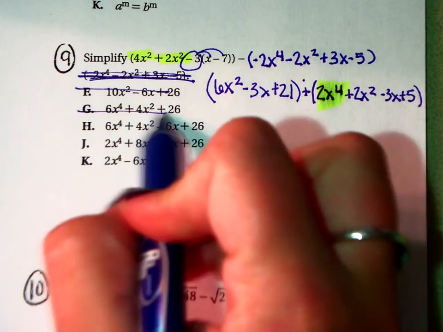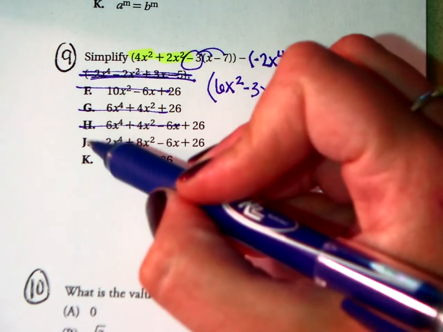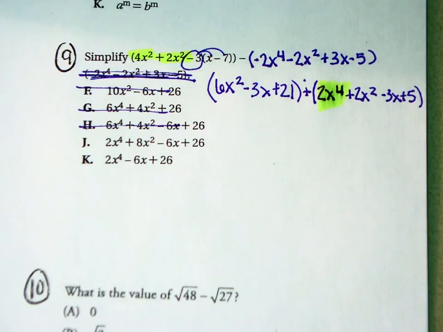Well, F, G, H, they're all out. The only ones that have 2x to the 4th first are J and K. So again, just by that little tidbit of knowledge, I know that I have a 50-50 chance of doing this right, which is a really good thing.